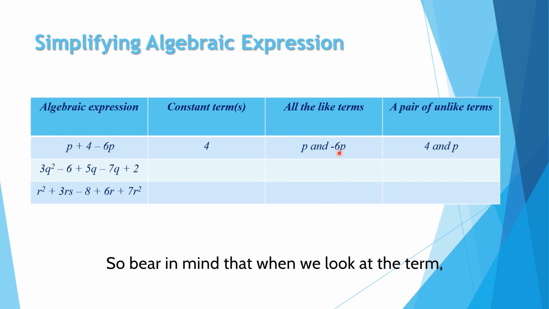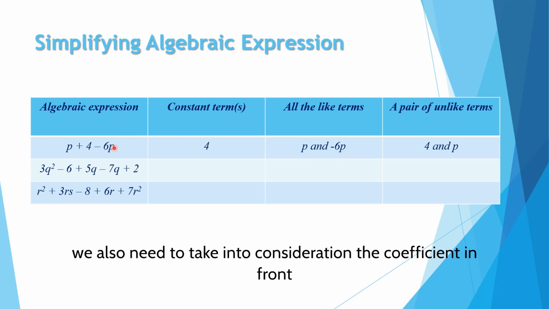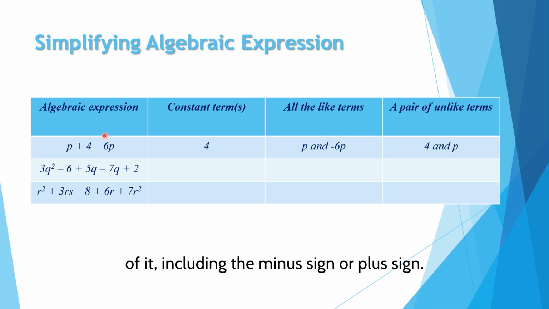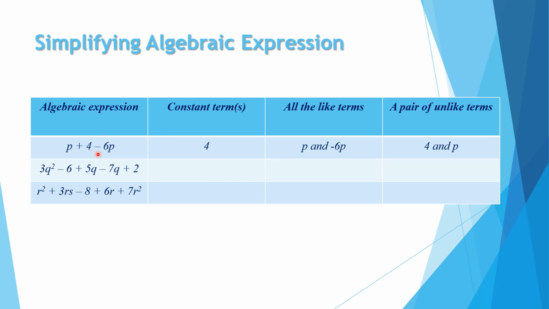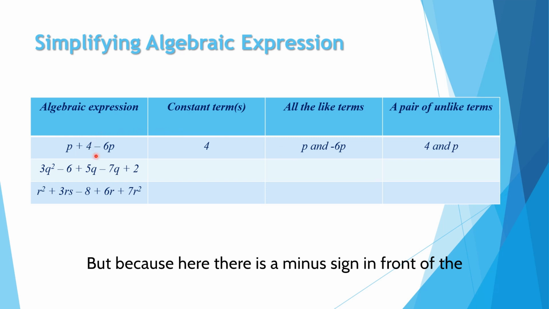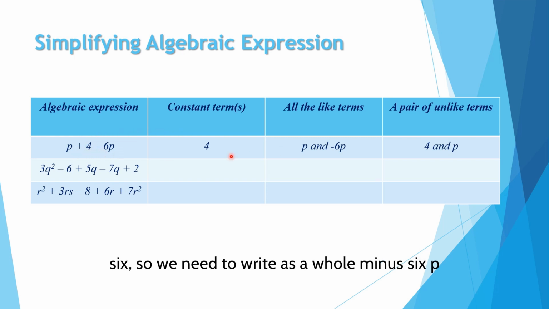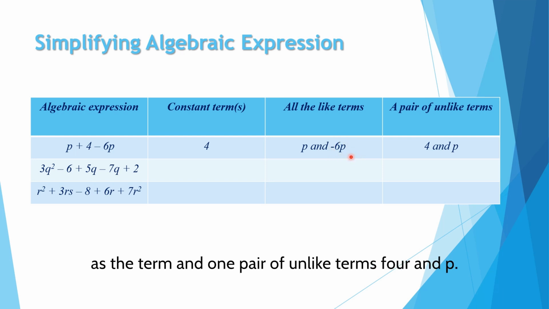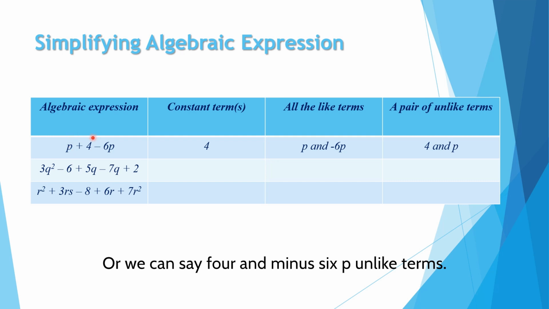So bear in mind that when we look at a term, we also need to take into consideration the coefficient in front of it, including the minus sign or plus sign. If it is just plus 6p, we can simply write p and 6p. But because here there's a minus sign in front of the 6, we need to write as a whole minus 6p as the term. And one pair of unlike terms are 4 and p, or we can say 4 and minus 6p are unlike terms.